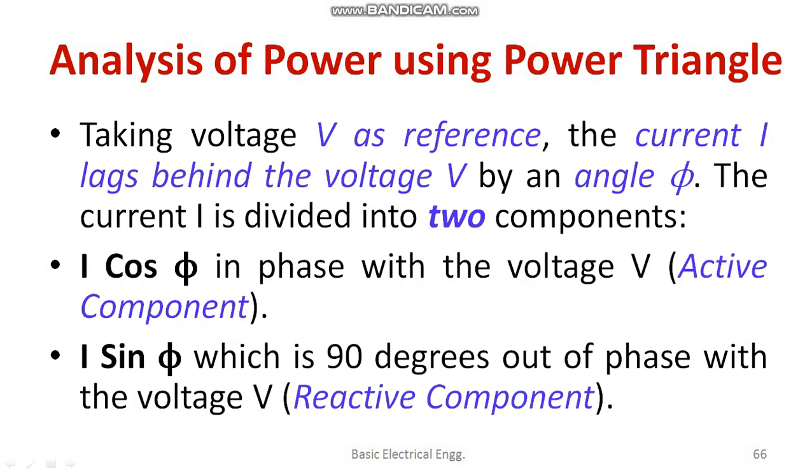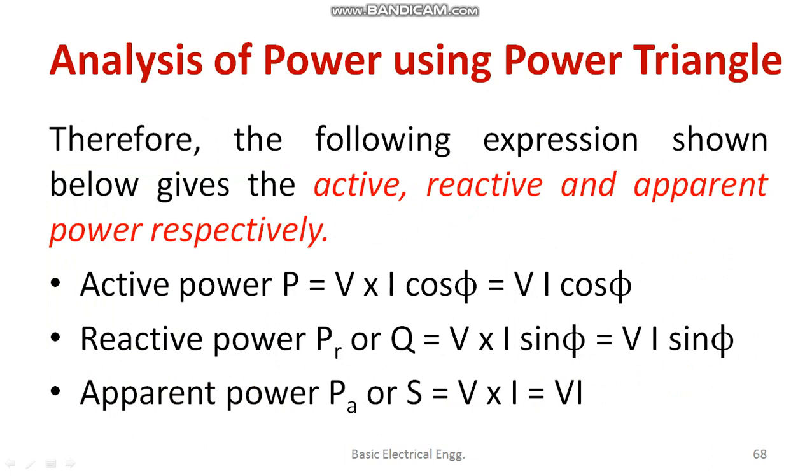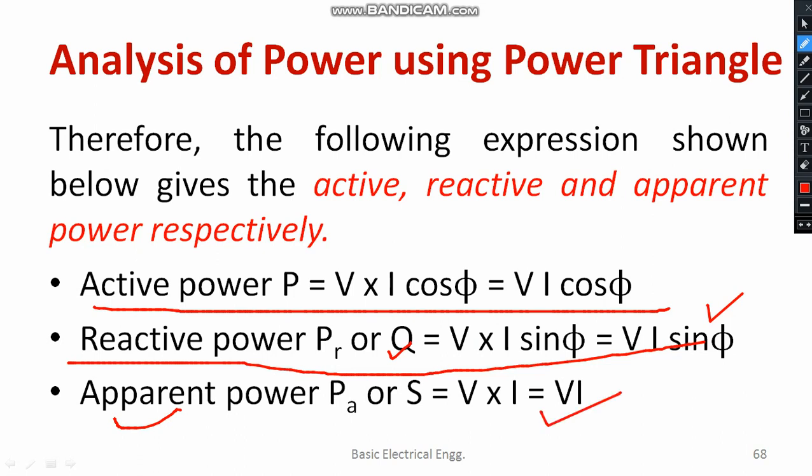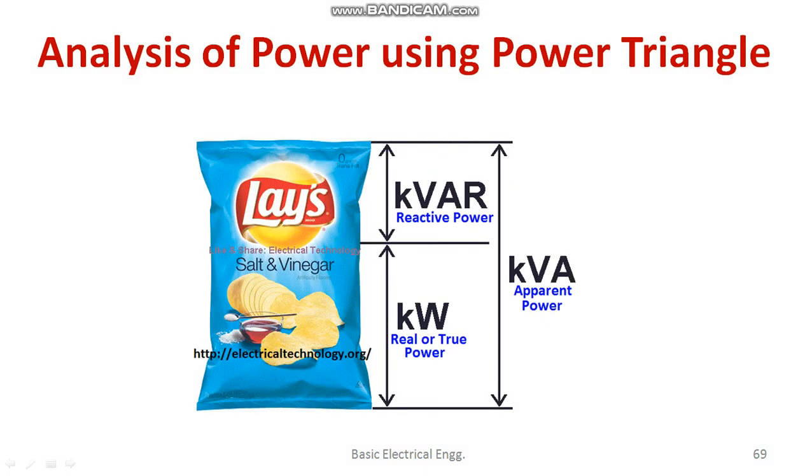The horizontal component is known as the active component and the vertical component is known as the reactive component. Therefore, we can say that active power can be calculated using the formula VI cos phi. Reactive power, denoted by the letter Q, or you can write P subscript R. Q is actually better. That is VI sin phi. Then apparent power, represented by the letter S or P subscript A, is equal to VI, where V and I are RMS values. Correct? This forms a power triangle. I hope you got my point.